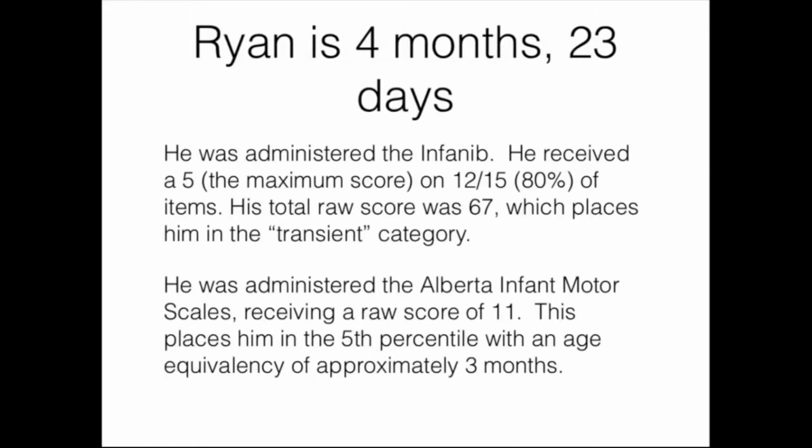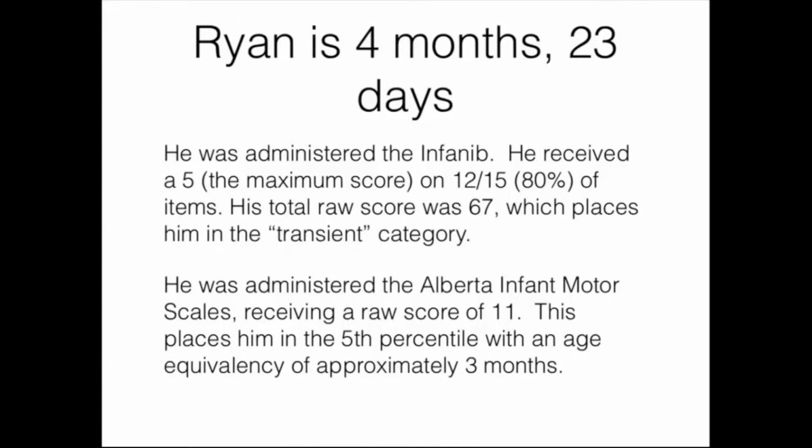So let's go through a few examples and discussion of different tests and how you may use and interpret them. Ryan is 4 months, 23 days. He was administered the Infant Neurological International Battery, the Infanib. He received a 5, the maximum score, on 12 of 15, or 80% of items. His total raw score was 67, which places him in the transient category. He was also administered the Alberta Infant Motor Scales, receiving a raw score of 11. This places him in the 5th percentile with an age equivalency of approximately 3 months.